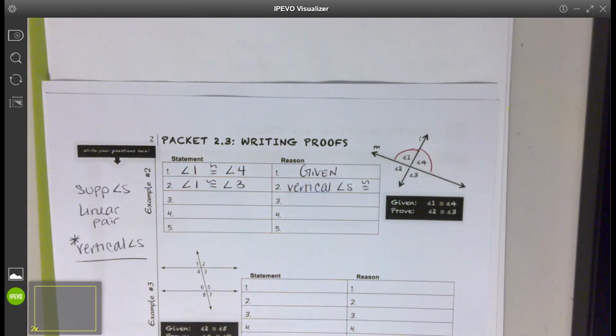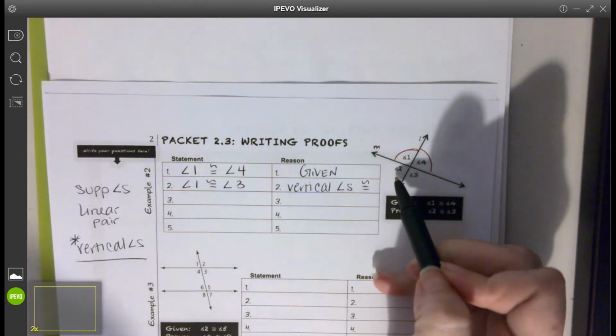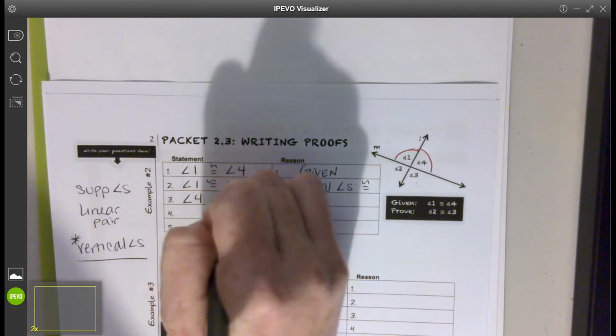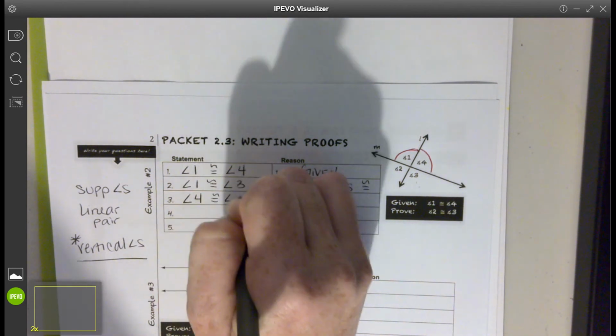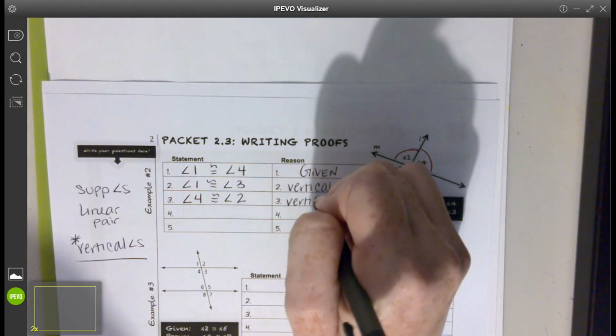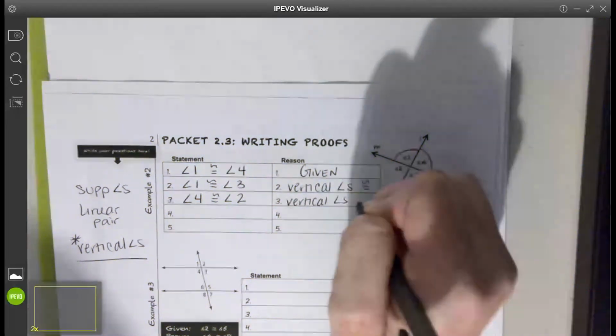All right, my next piece of information, I could also say angle 4 and angle 2. Angle 4 is congruent to angle 2. Again, same reason. Vertical angles are congruent.